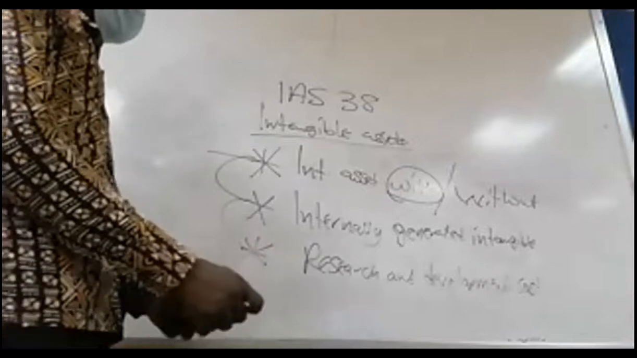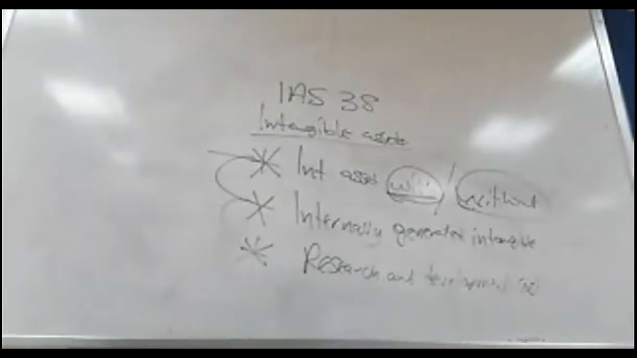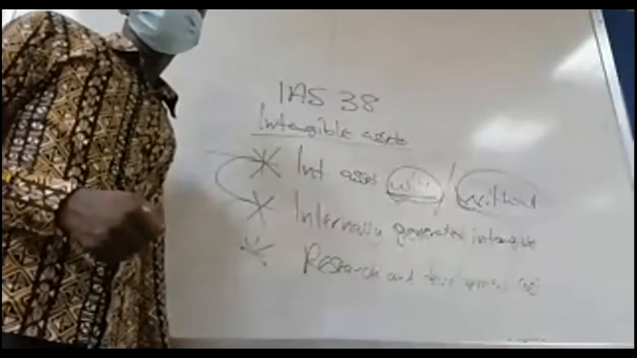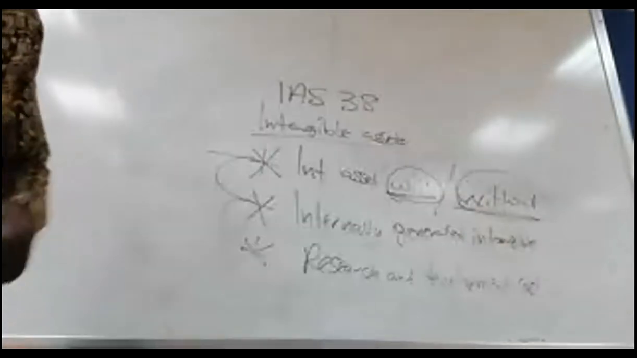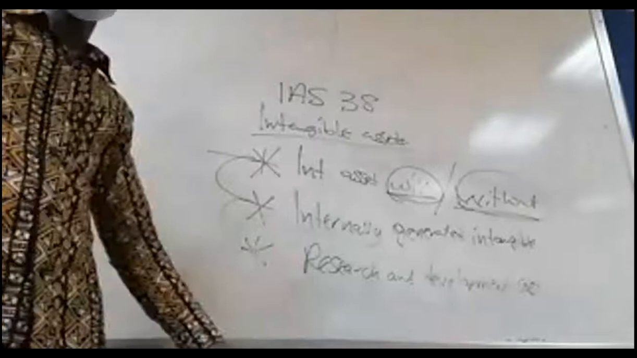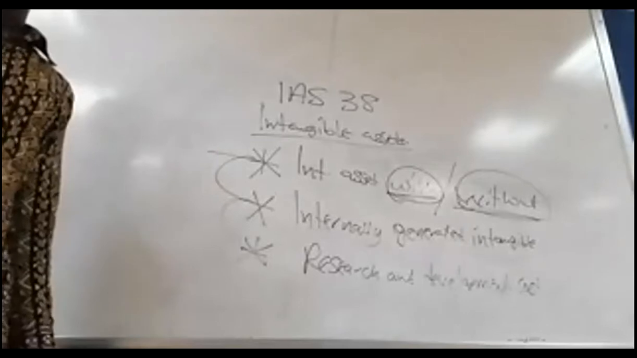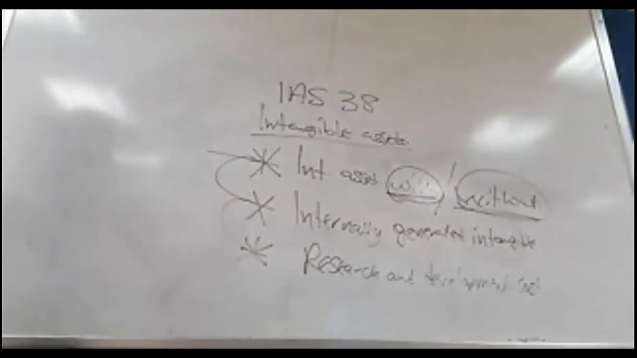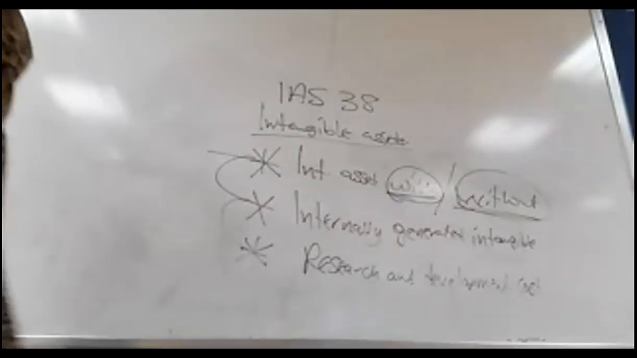Indefinite, so without a definite life, we don't amortize them. Instead, we test for impairment annually. So all intangible assets without a definite life, we test for what? Impairment annually. But we don't amortize them. No amortization. An example of such an asset is goodwill. So goodwill is one of the assets that do not have a definite life.